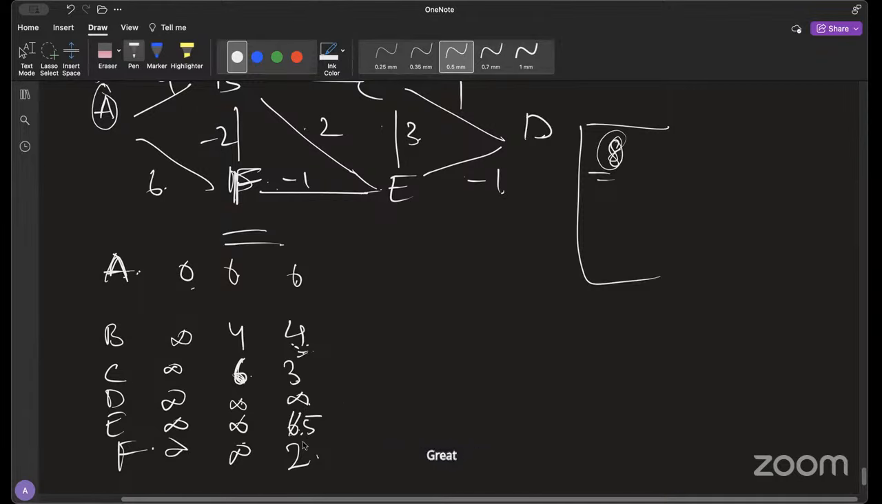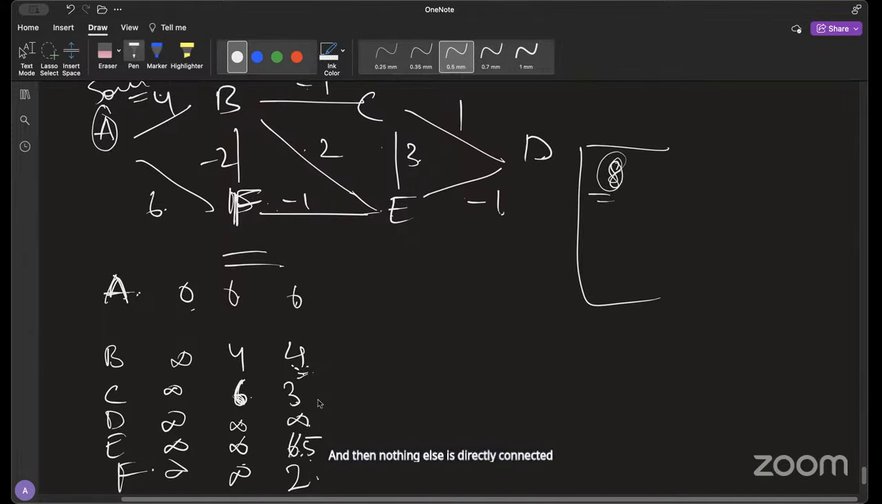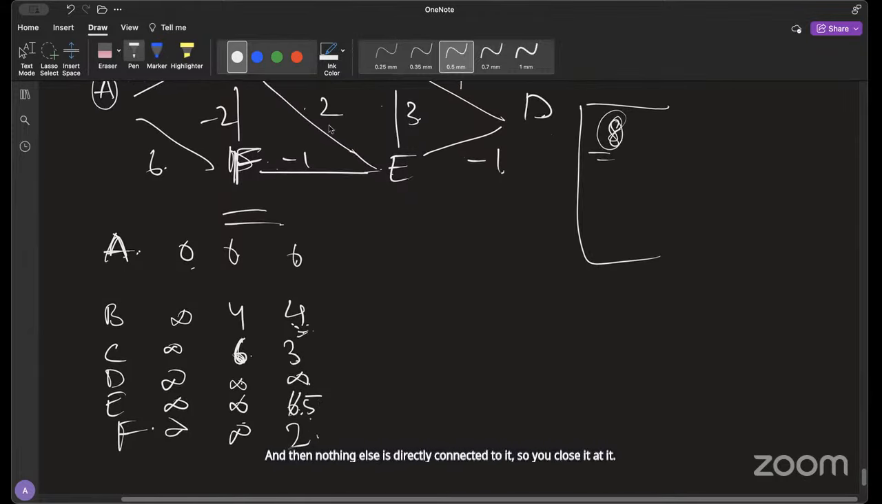E is still at infinity. So you have 5 here at E because you get a better weight from here. 6 minus 1, 5. And then nothing else is directly connected to F, so you close it. So these are the final things that you get after this iteration.